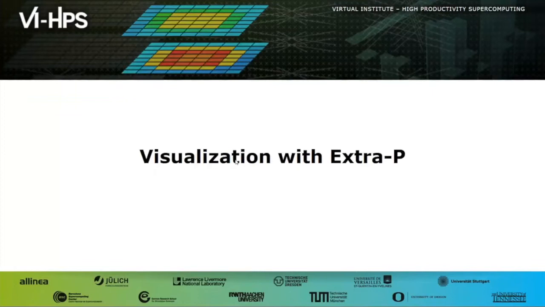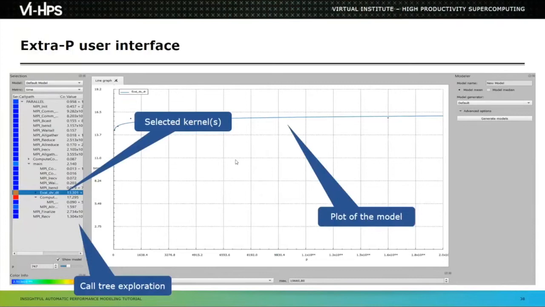So let's take a look at the visualization options that we have with ExtraP. So first of all, this is the general user interface of ExtraP. There's a lot going on now, but let's take a look first at the different panels. On the left side here, we have what we call a call tree exploration, where you can see all of your call paths or your kernels, basically, and the models that we created for them, where you can select the kernel to visualize them.